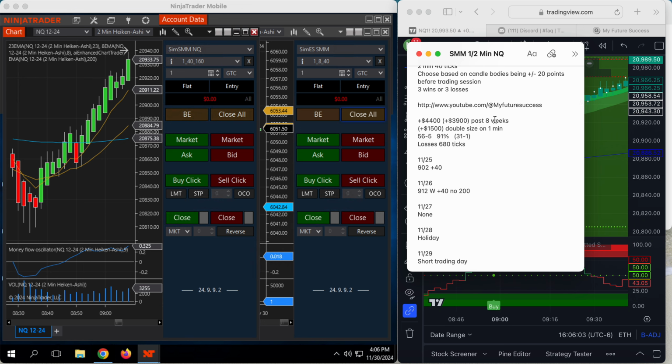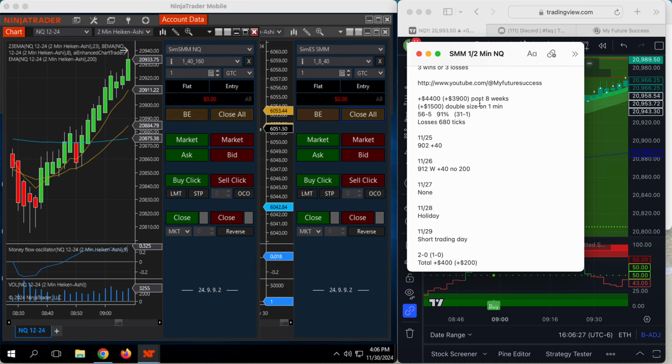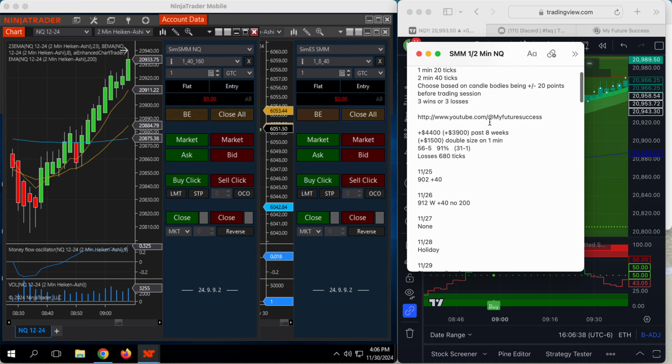So preliminary results for the past 8 weeks is $4,400 for one contract positive. It is 56 wins and 5 losses. I think the total losses is like 680 ticks total for those 5 losses. And then if you only took the ones that were going against the counter trend, the longer term 200 EMA, they actually have a higher win rate, 31 wins to only 1 loss. And you're plus 3,900, so it's only $500 less, and you've taken half of the amount of trades.